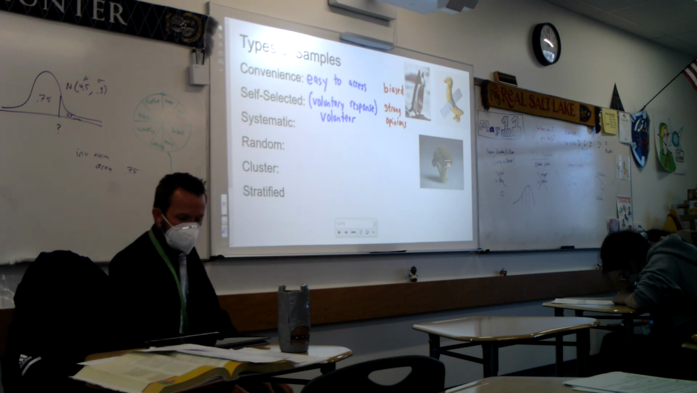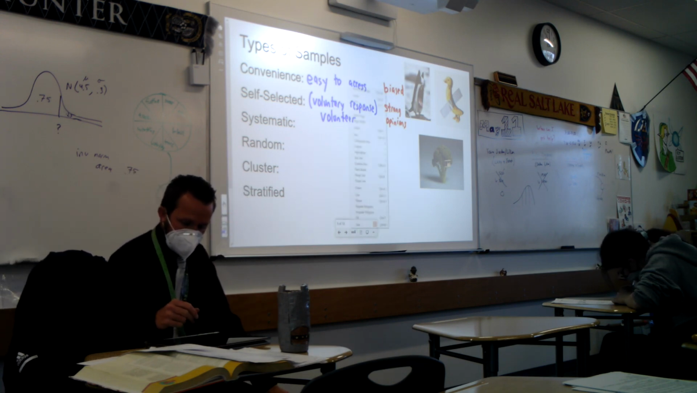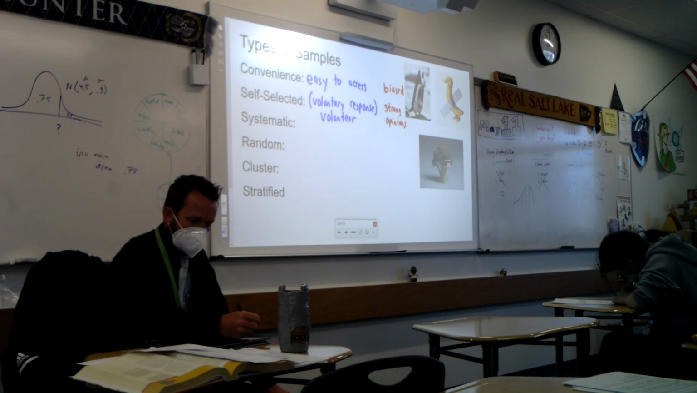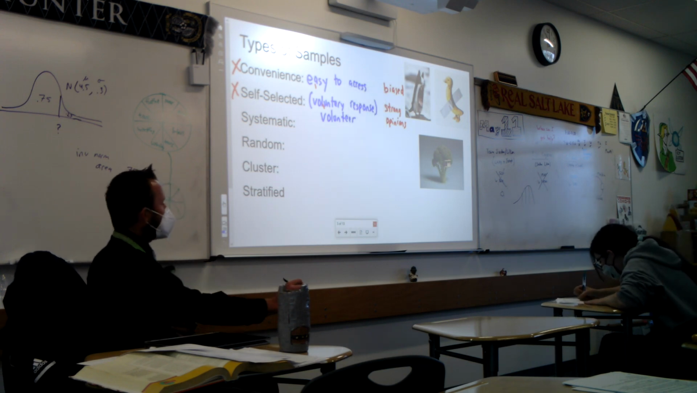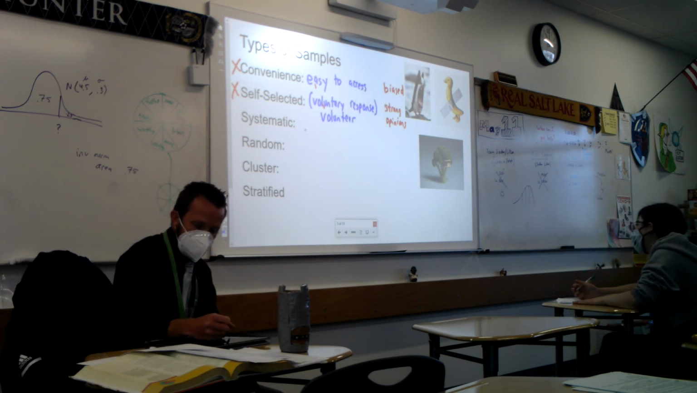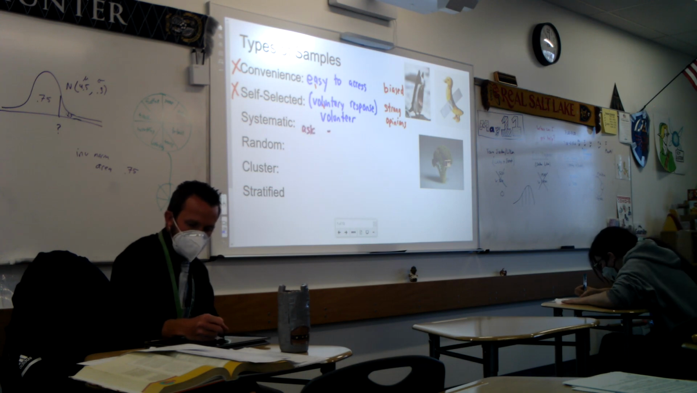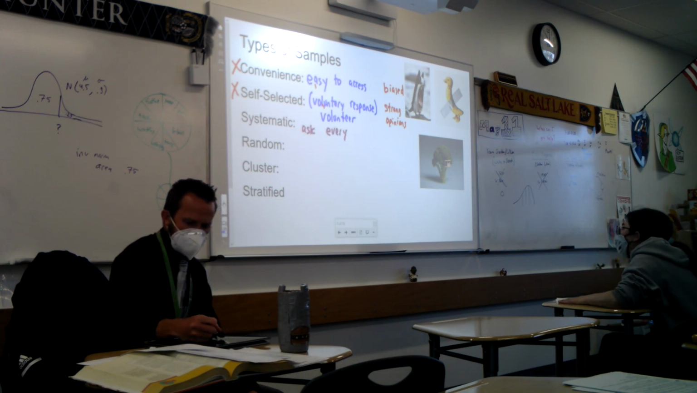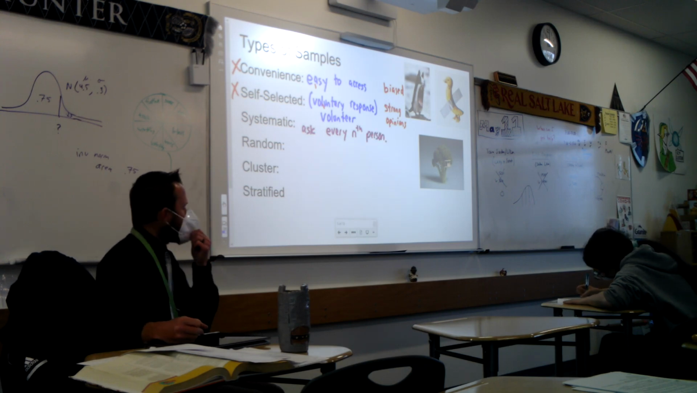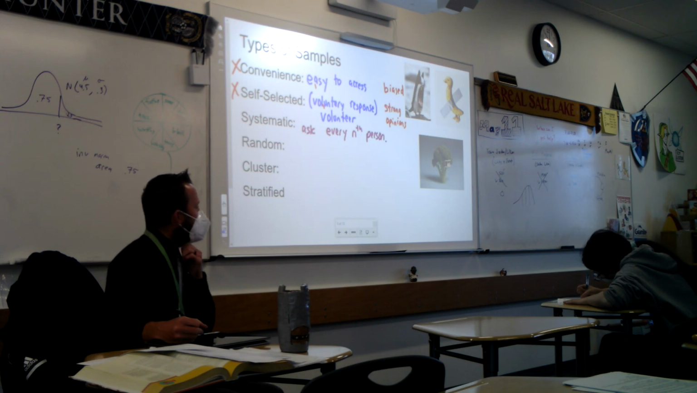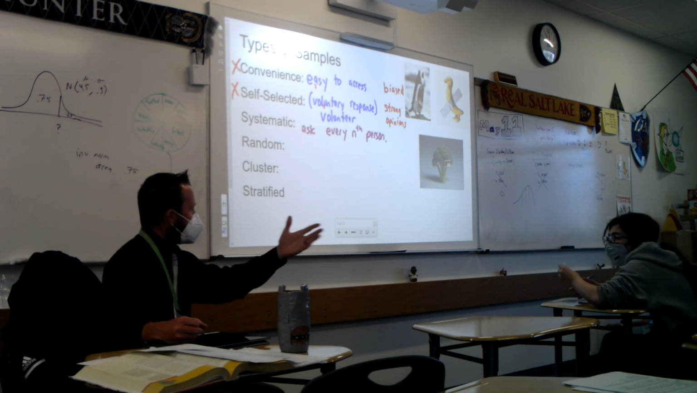All right, let me give you the other four. So these are our bad ones. We don't like these ones because they don't give us proper data. They give us bad data. Now, let me tell you what these other ones are. Systematic. This is where you ask every nth person. If you're like, what do you mean by nth person? Well, it depends on how many people you're asking and how big the population. But let's say I was going to go to a football game and I was going to ask people a question as they're leaving the game.